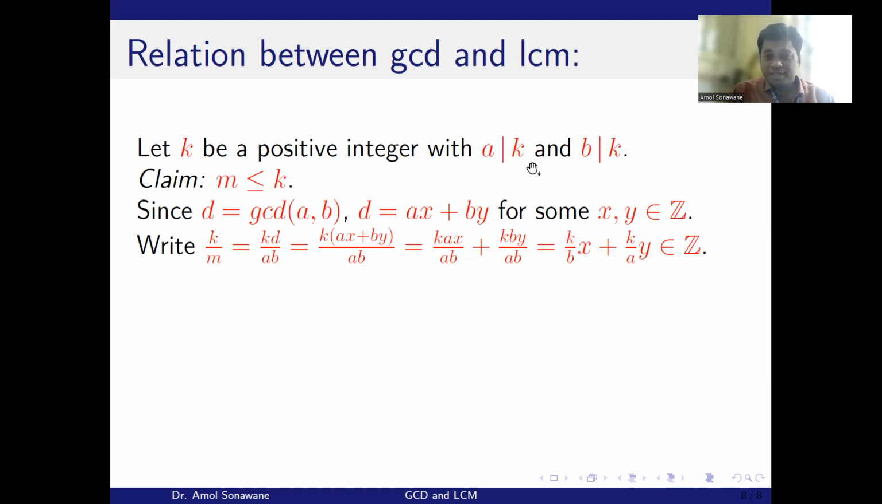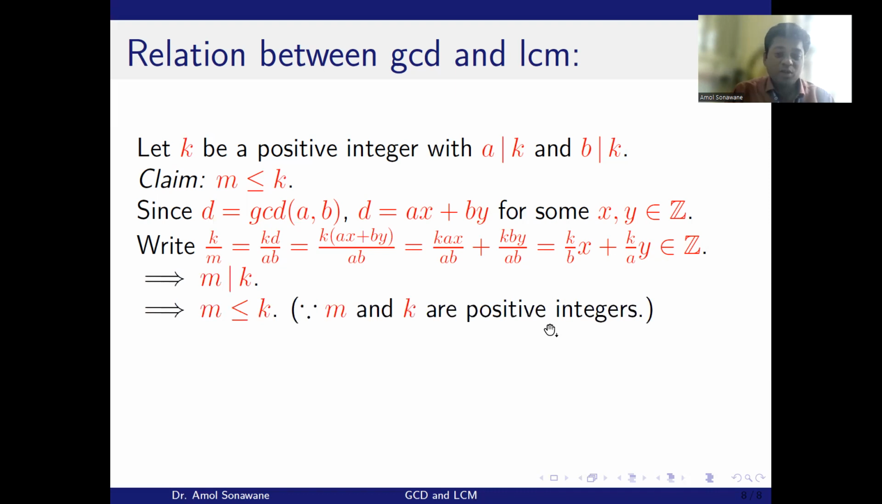Similarly, a divides k, so k by a is an integer, so k by a into y is an integer, and the addition of these two integers is again an integer, means k by m is an integer. Since k by m is an integer, we can easily observe that m must divide k. And since both m and k are positive integers, m must be less than or equal to k. It implies m is the LCM of a and b.